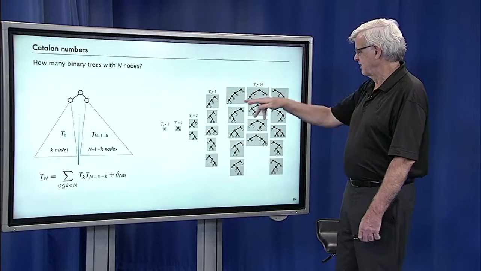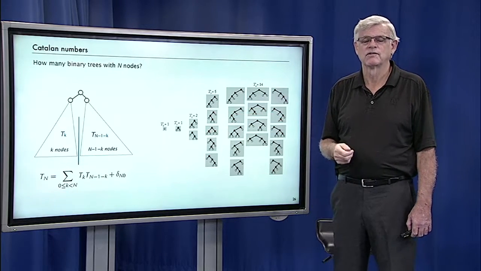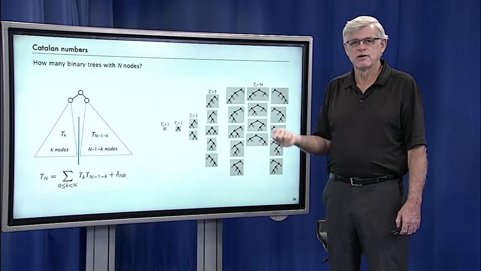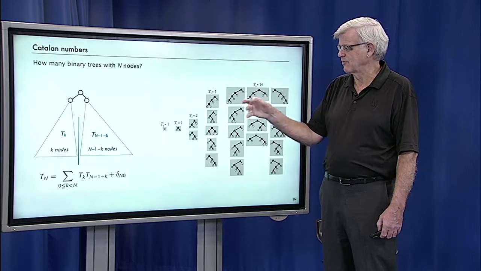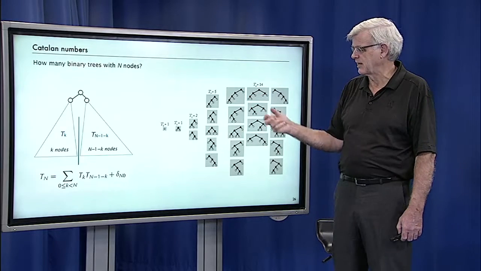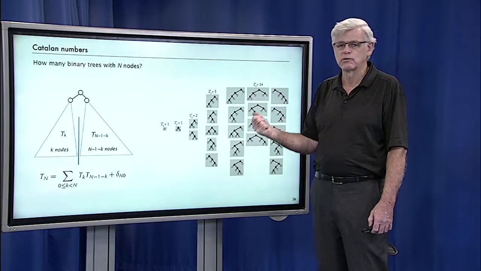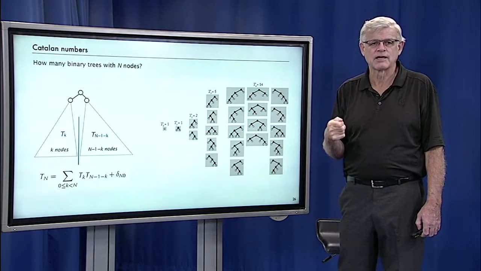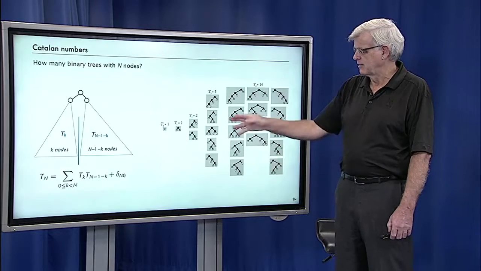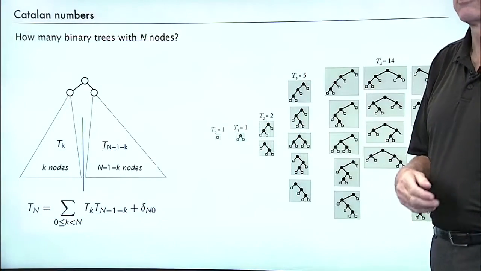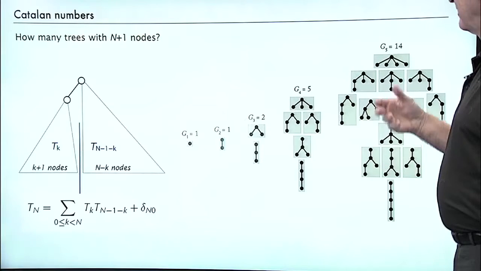So again, same number sequence, again, satisfies the same recurrence. If you've got k nodes on the left, you're going to have n minus 1 minus k nodes on the right, and you can try all possibilities on either side, so it's got to satisfy the recurrence where t_n is equal to the sum for all k up to n minus 1 of t_k t_{n minus 1 minus k}, plus a delta term to make it true for 0. Catalan numbers. Here's another one.